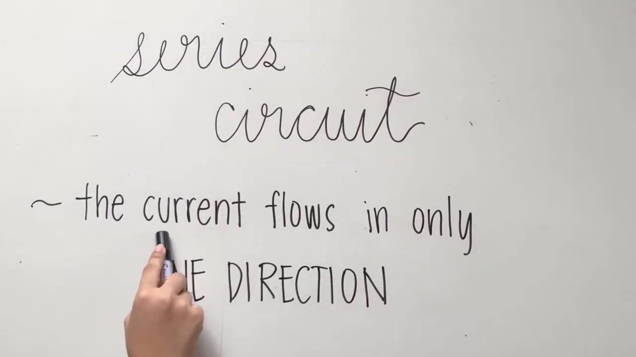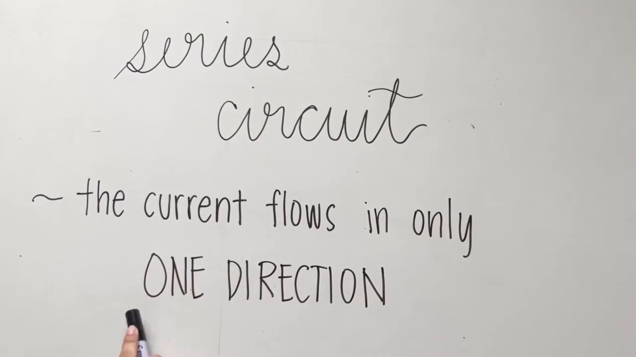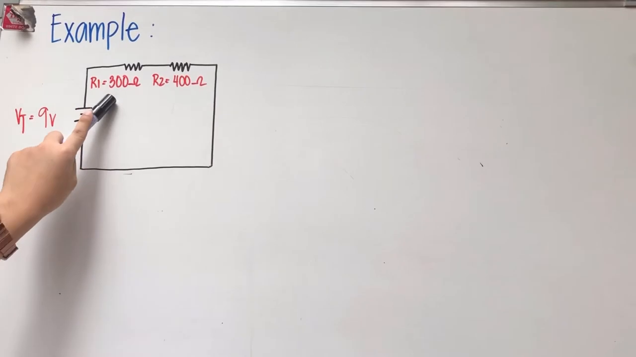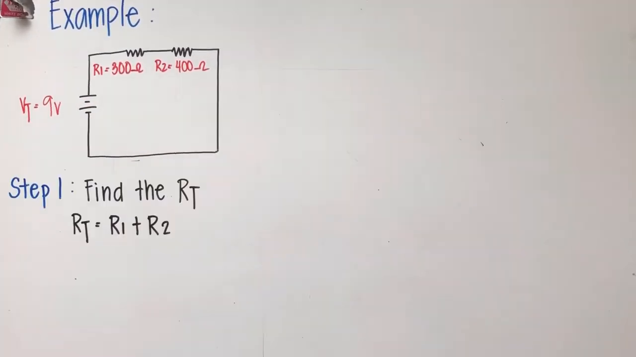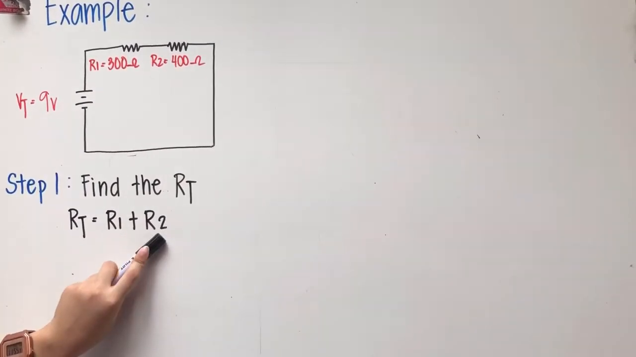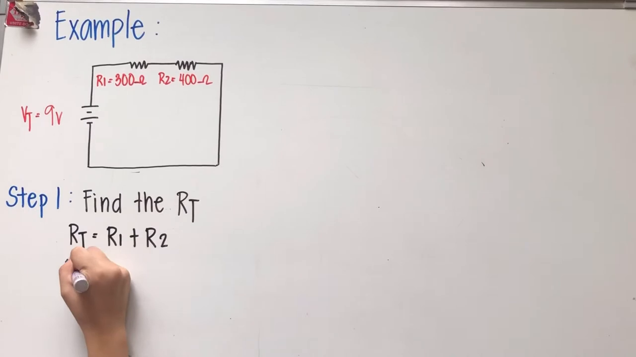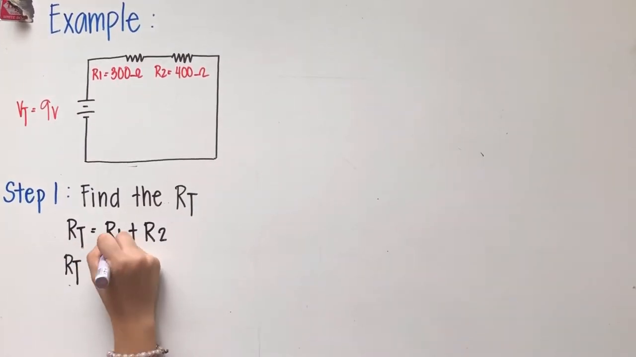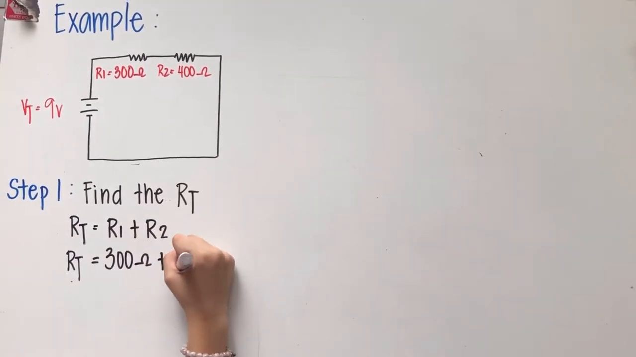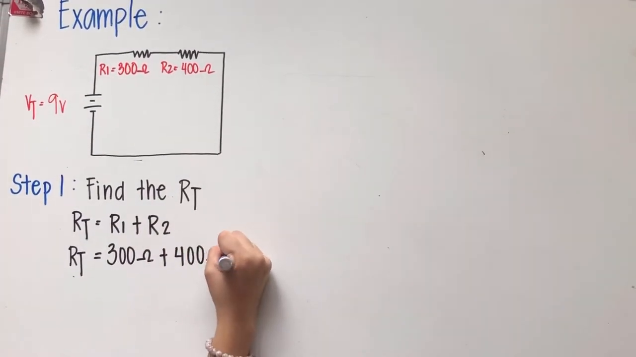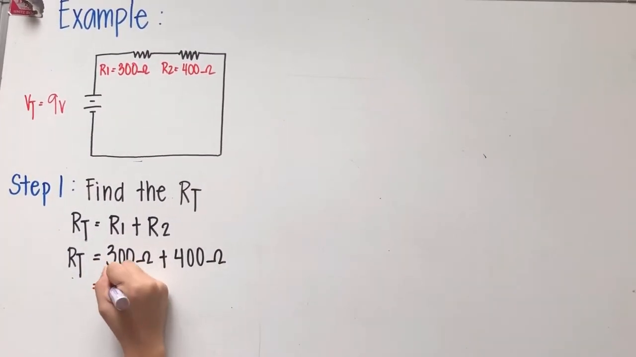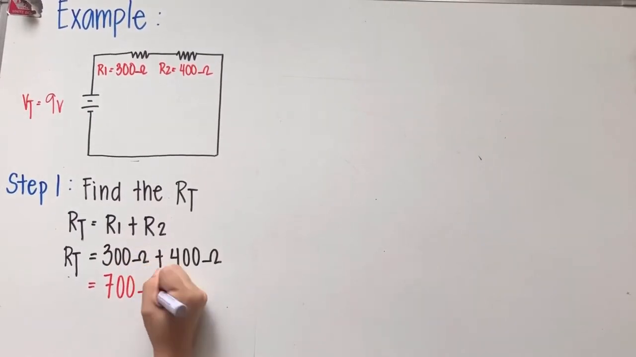In a series circuit, the current flows in only one direction. Example: VT is equal to 9V, R sub 1 is equal to 300 ohms, and R sub 2 is 400 ohms. Step 1, find the RT. RT is equal to R sub 1 plus R sub 2. RT is equal to 300 ohms plus R2 is equal to 400 ohms. Total resistance is equal to 700 ohms.